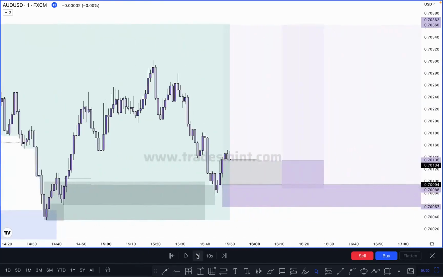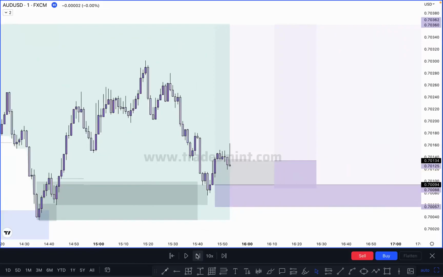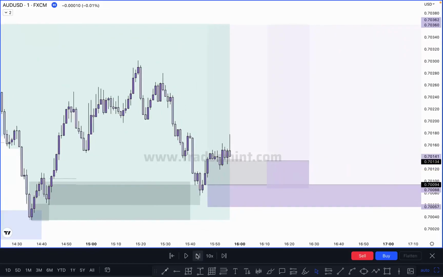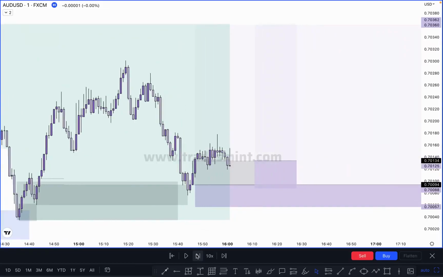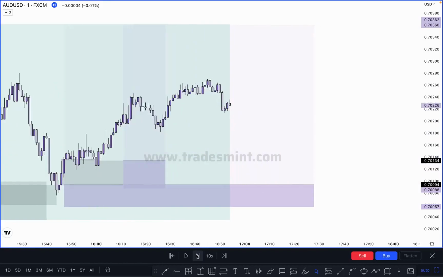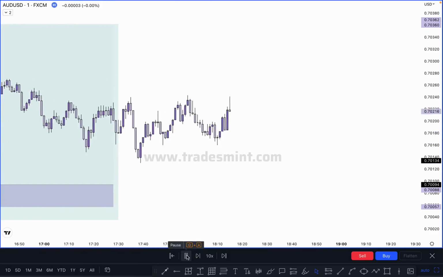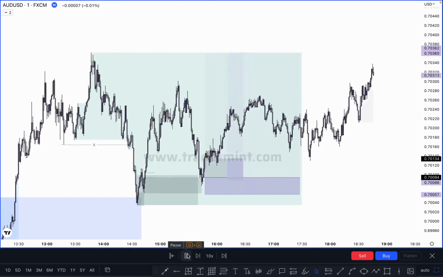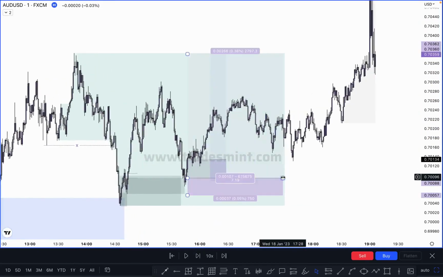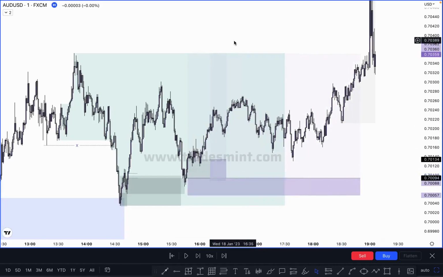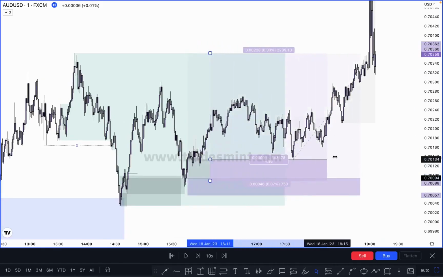Okay, finally the market mitigated this order block, and then what happened? The market continued going to a higher high. Nice, going good. The market is trying to go higher, continuing on the upper side. So let's see what happened next. Finally, okay, nice. This target is hit here, and this next target is also hit here. These two trades hit our target.